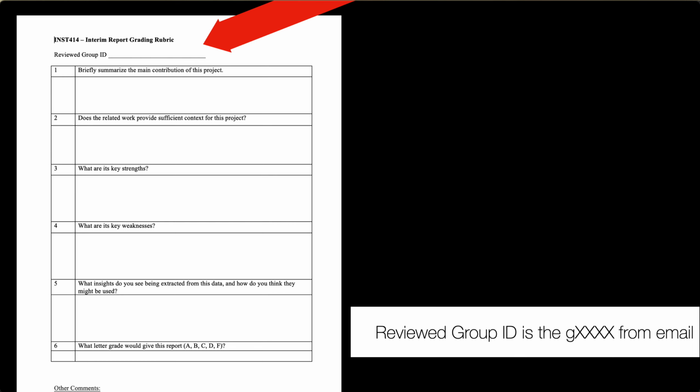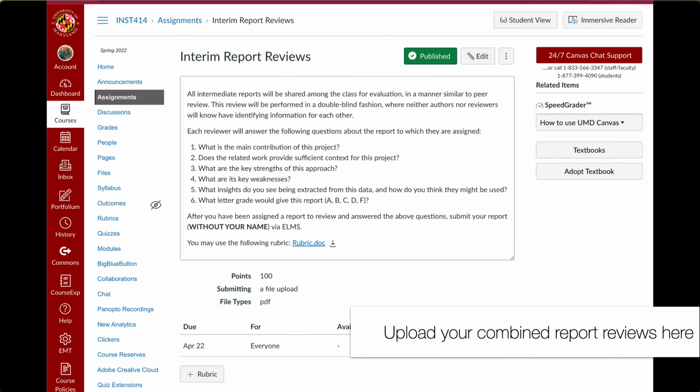Note at the top there is reviewed group ID. There's a blank space for that, so you should put in the G0000 number, whatever the number associated with the PDF I sent you is, or in the subject of your email. Then you should put those two documents, or however many reviews you have, together into one document and submit it via the interim report reviews assignment on Elms. That's how I'll collect your submissions and evaluate them.